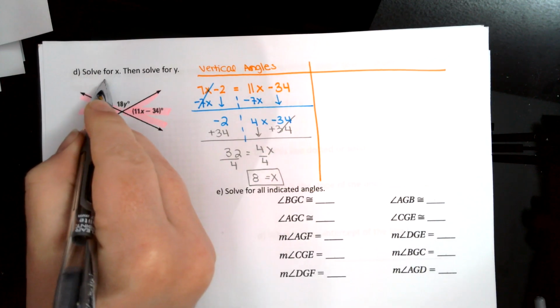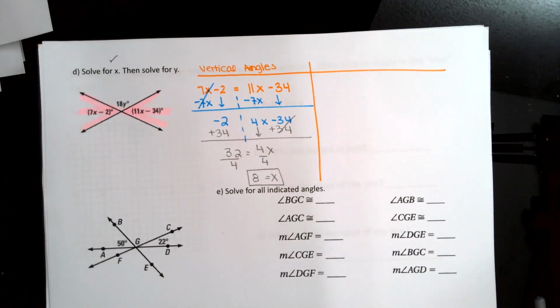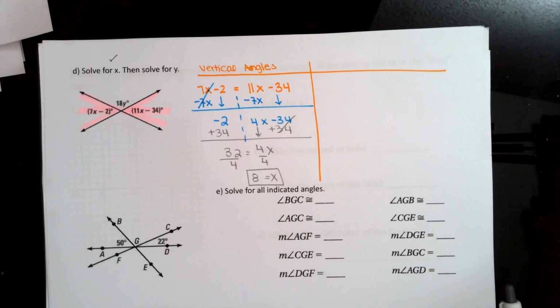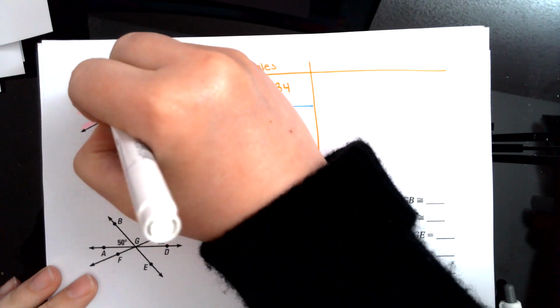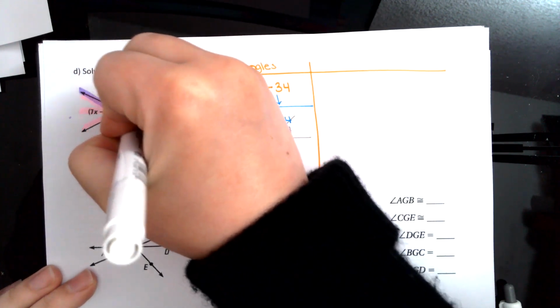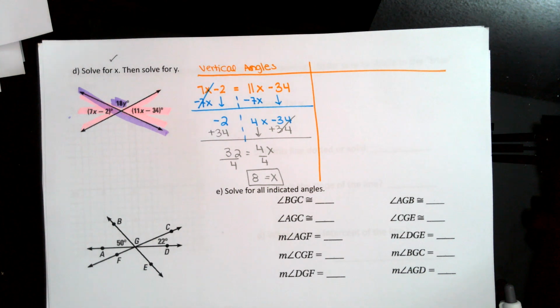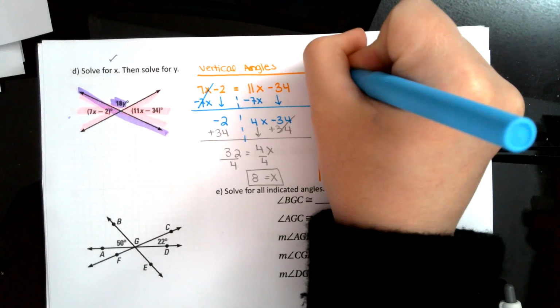Okay, it is asking us to solve for x, so that part's done, but we also need to solve for y. So solving for y, we're taking a look at a different sort of angle relationship. And what angle relationship is that? Well, let's take a look. Here's your y, and if we draw a line to y, notice that we form a line. So we have a linear pair.